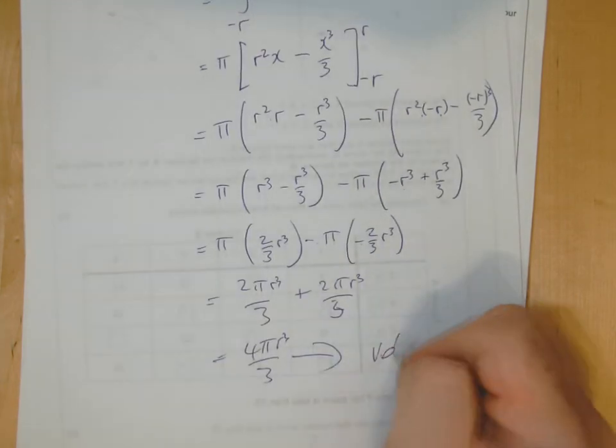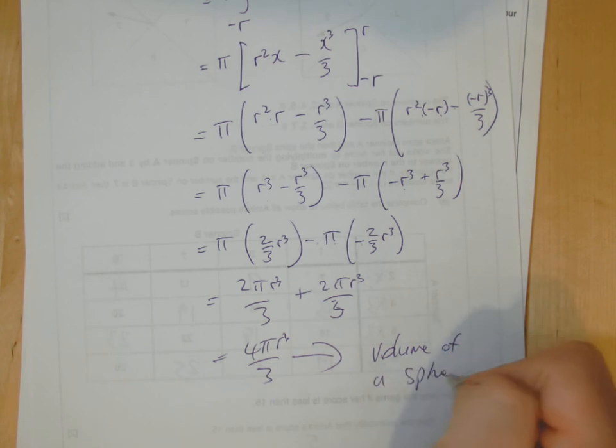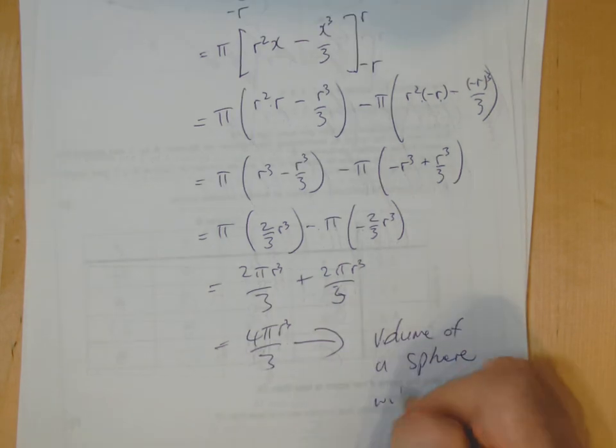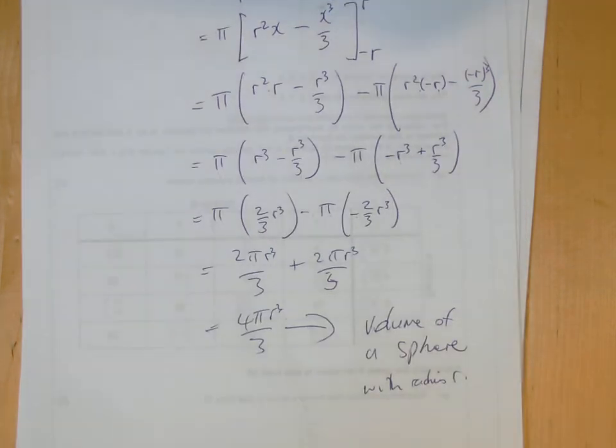If we remember back to GCSE, this is the volume of a sphere. That's what happens when you rotate that semicircle around, with, of course, radius r. So you need to mention that the sphere has a radius r.